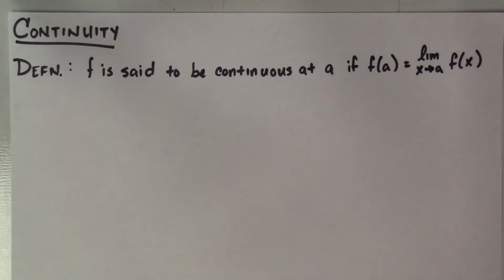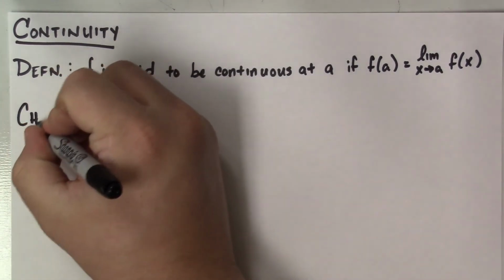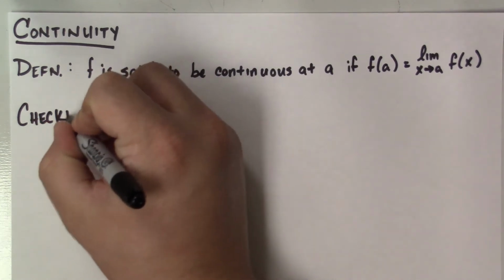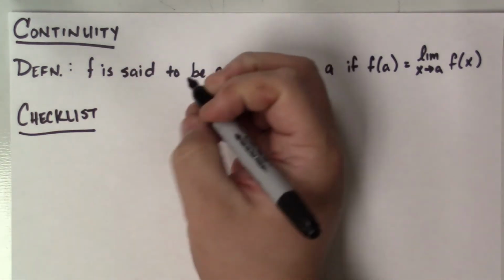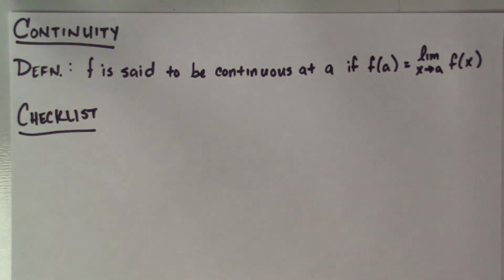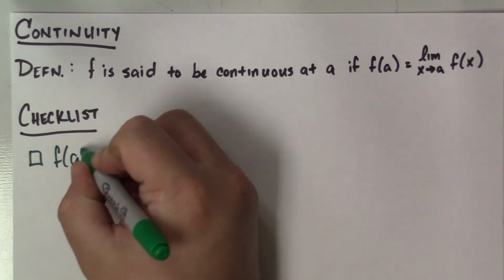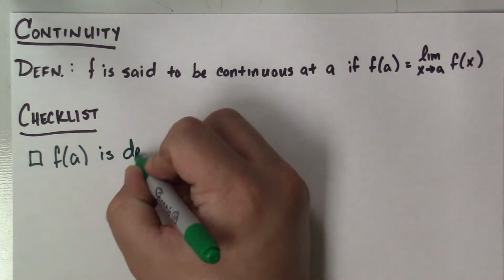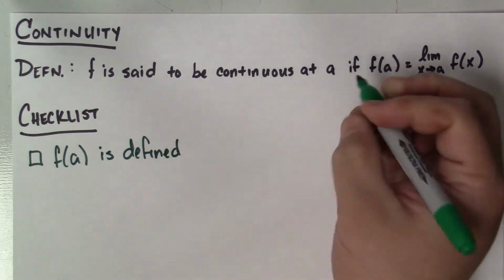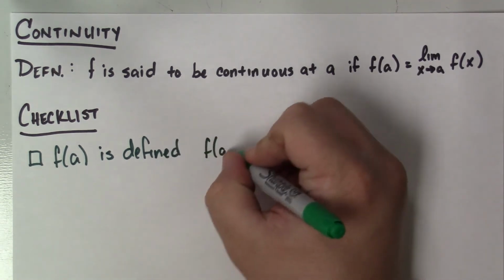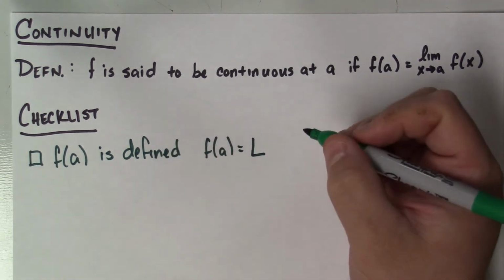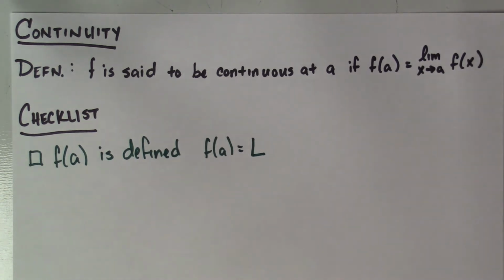Now, the textbook then gives us a really nice checklist, and that's what I want to focus on in this video, the checklist for if a function is continuous. And it has 3 requirements. Number 1, f of a is defined, which means that f of a equals some number L. It has to be a number, though. It cannot be infinity.